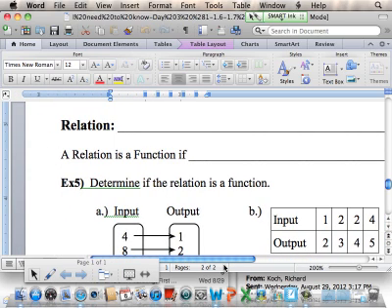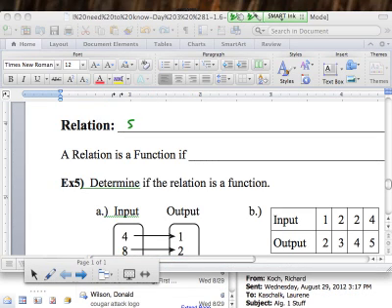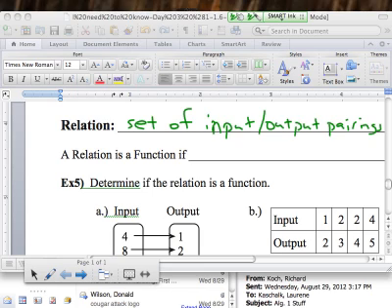Okay, so a relation is just a set of input/output pairings. Now, a relation is a function if for every input there's exactly one output. So each input, only one output.